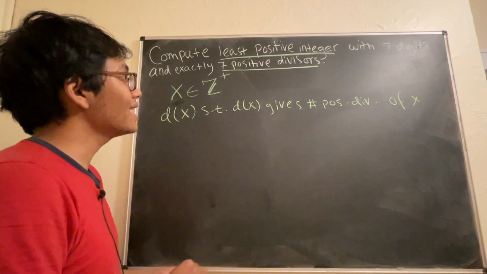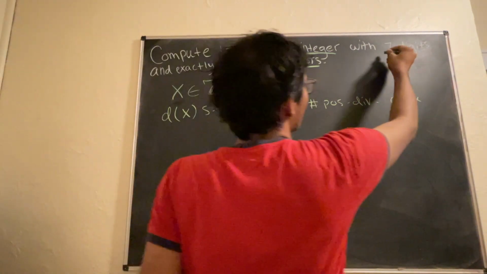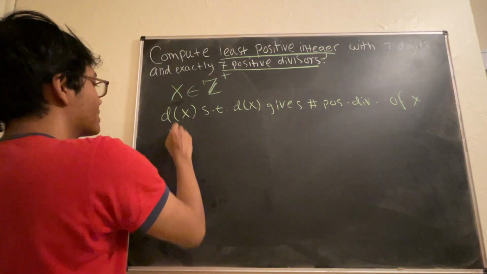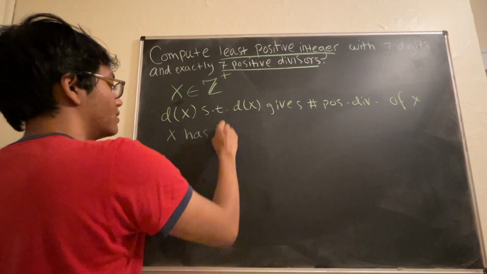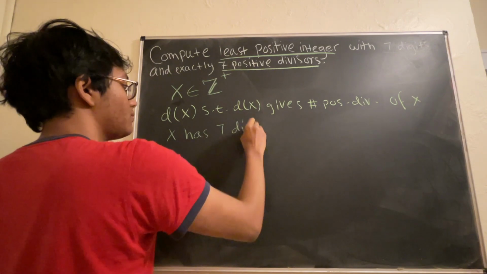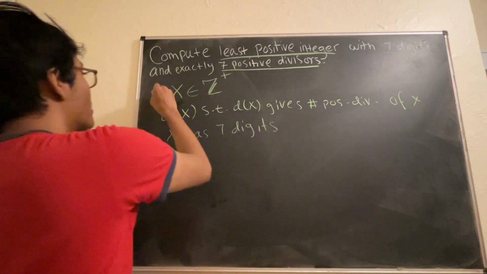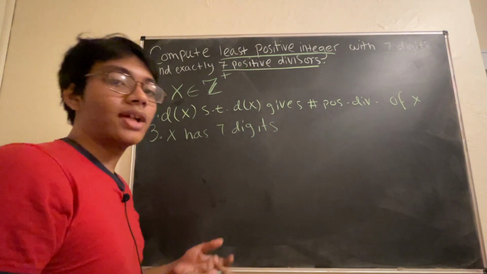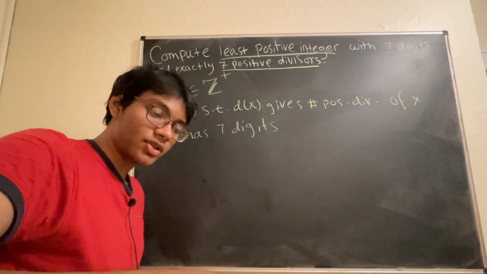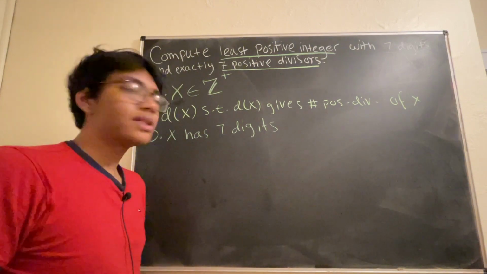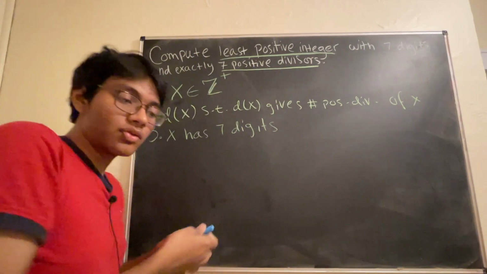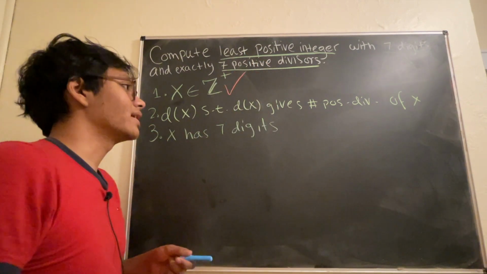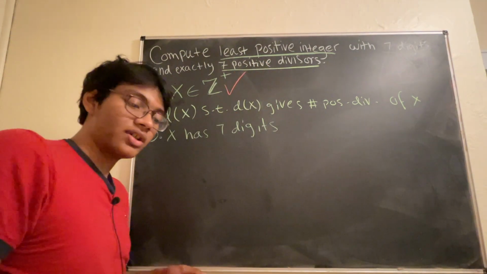The next condition we have is that our number has exactly 7 digits. So x has 7 digits. These are the 3 conditions we have for our number x. Let me pick a chalk color right here. First thing you want to do is condition 1 is already satisfied, right? You can keep that in the back of your mind. How about condition 2? What do you do for condition 2?